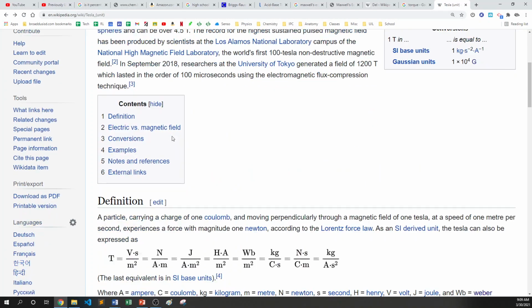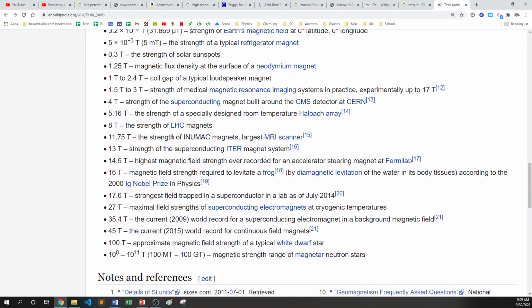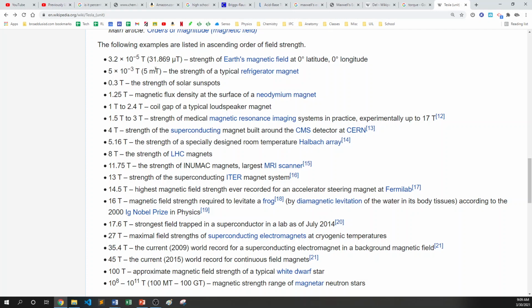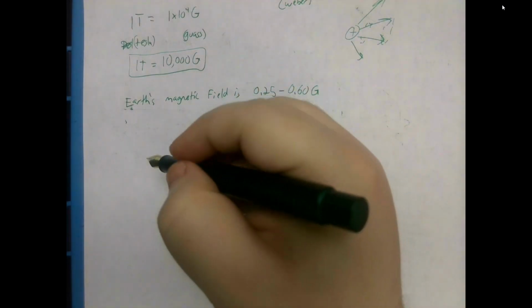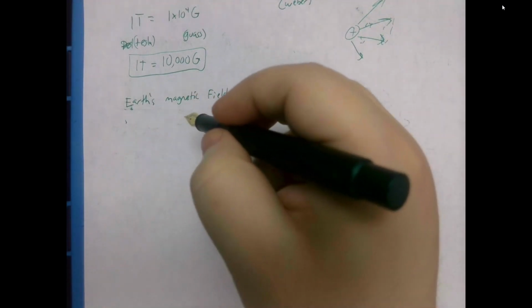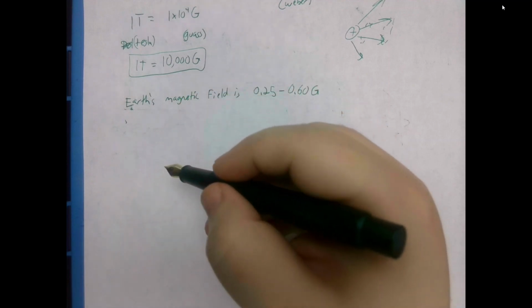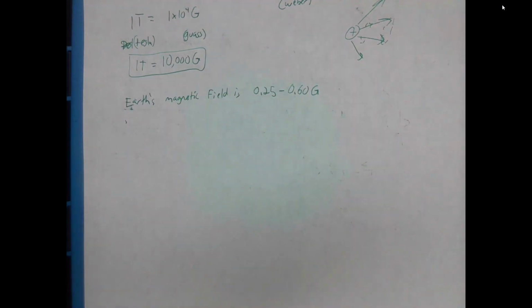Let's see if we can get the Tesla values. So, millitesla is a refrigerator magnet. So let's see, I'm trying to think of a good example. You know what a mass spectrometer is? So how do they determine what elements make up some chemical?